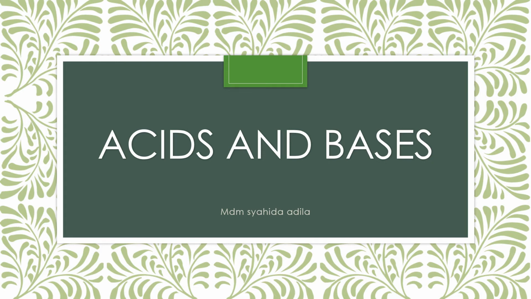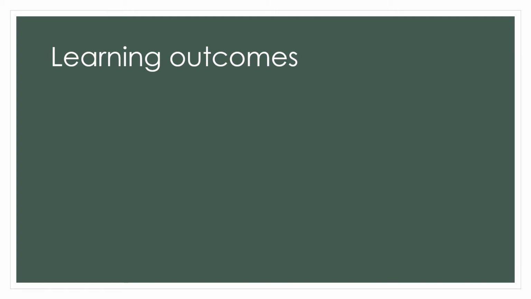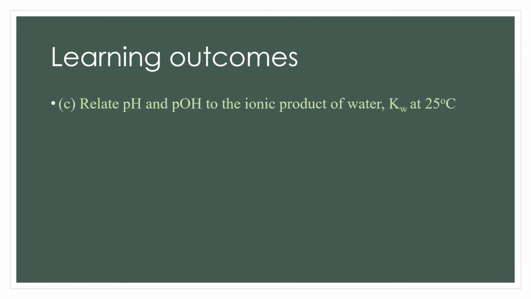So today we're going to cover chapter 7, 7.1, acids and bases. We're going to move to the learning outcomes that we're going to cover today. There are two. Relate the pH and the pOH to the ionic product of the water, Kw, at 25 degrees Celsius. And calculate the pH value of a strong acid and a strong base.